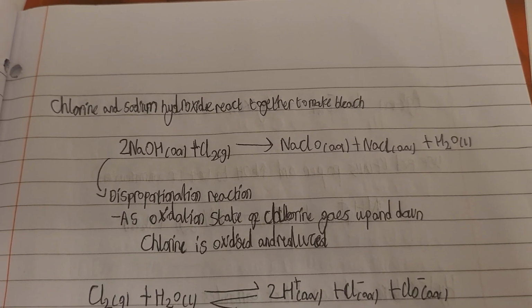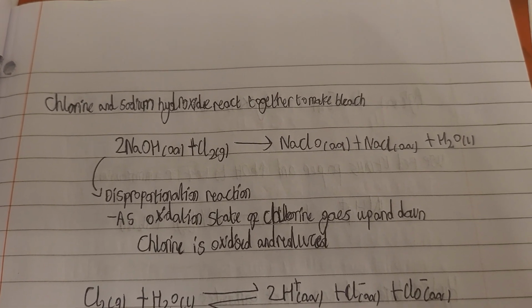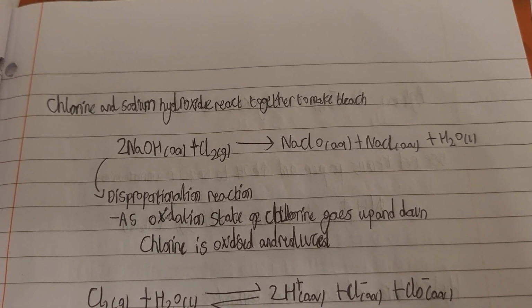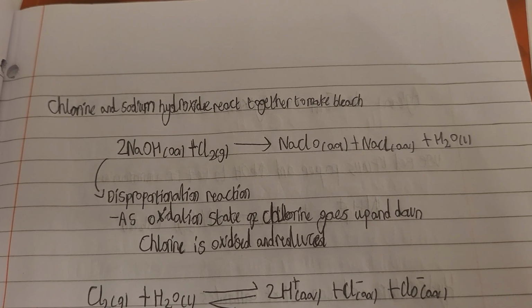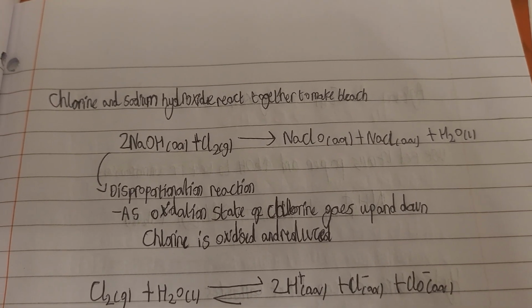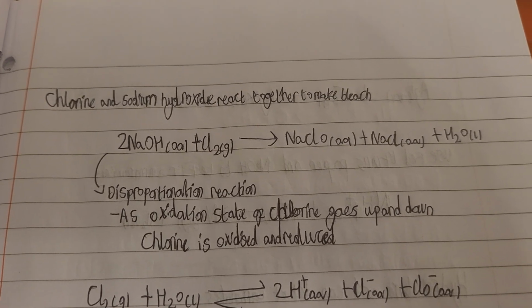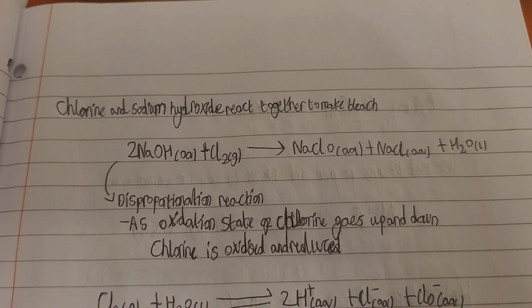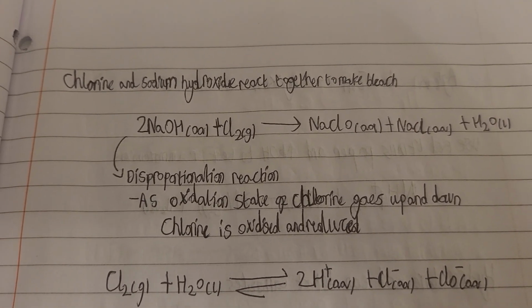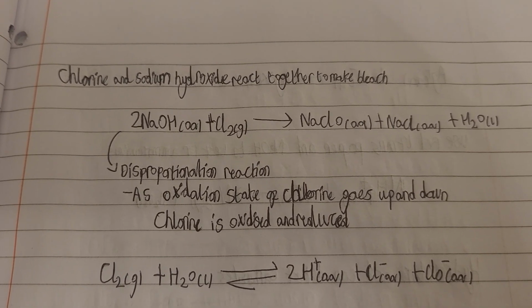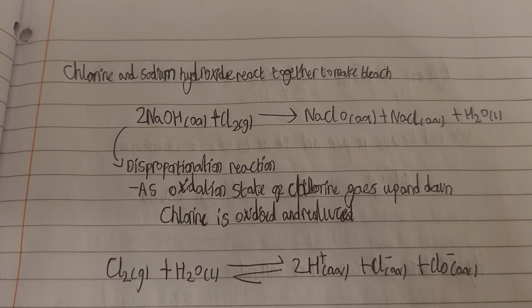The reaction of chlorine and sodium hydroxide to form bleach is also called a disproportionation reaction, and what this means is that the oxidation state of chlorine goes up and down. In other terms, chlorine is oxidized and reduced, so it's called a disproportionation reaction when an element, in this case chlorine or anything, is oxidized and reduced.